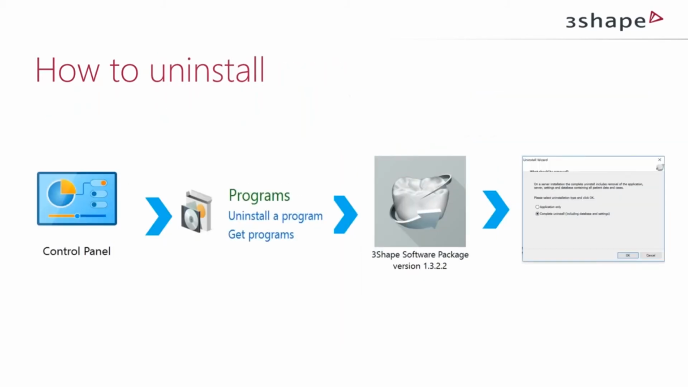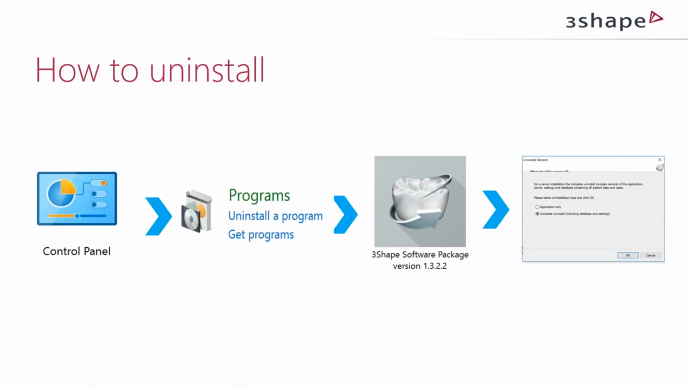Okay, how to install it, how to uninstall the software. That's, I think, also not very difficult. So we go to your Windows Control Panel, go to Programs, then choose 3Shape software package, and then choose uninstall. If we choose complete uninstall, the software will be uninstalled from your computer together with all the database. This is what I've just mentioned when explaining the orders backup.